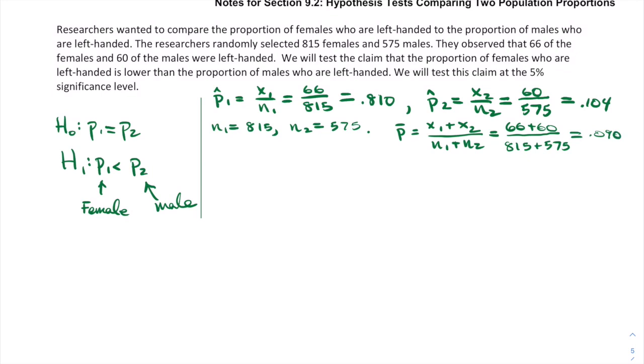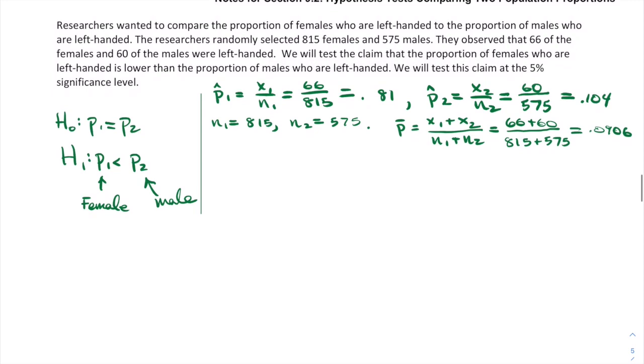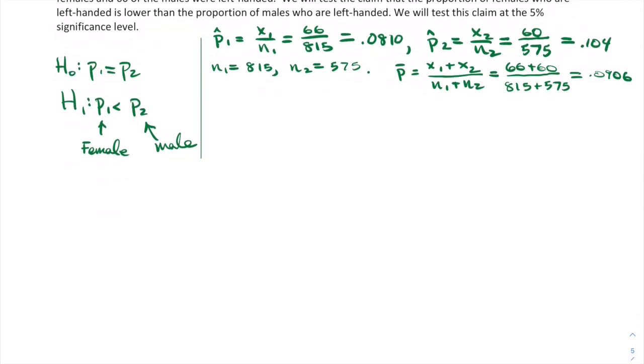And that makes it clear that I've made a mistake on P hat 1. Okay, so that should have been 0.0810. Sorry about that mistake. Okay, now we have to do our little check.